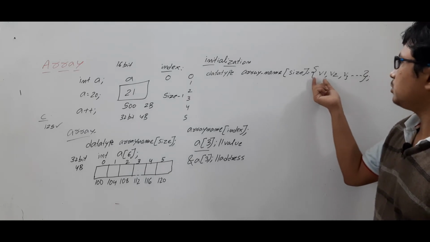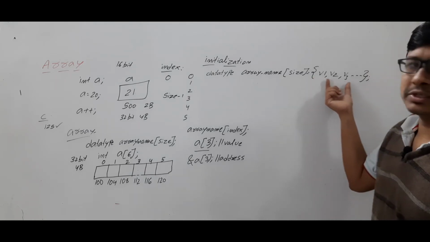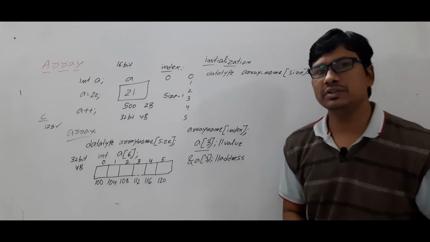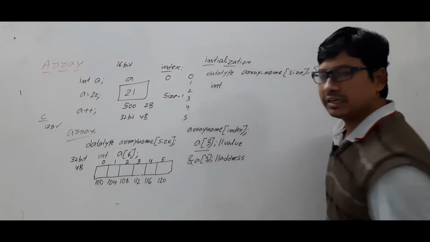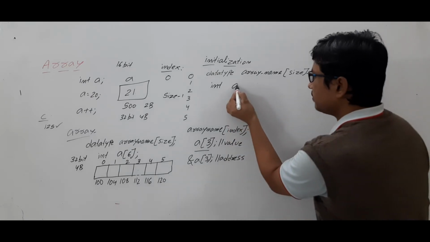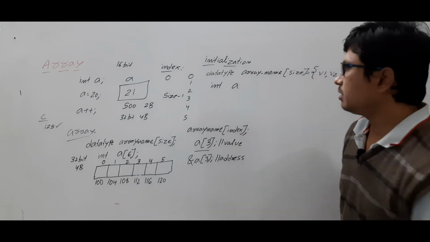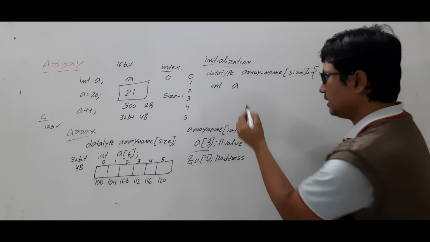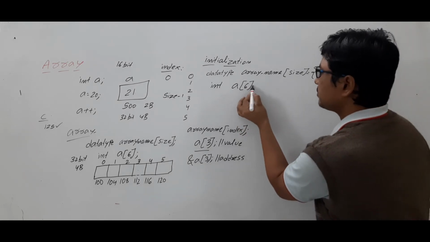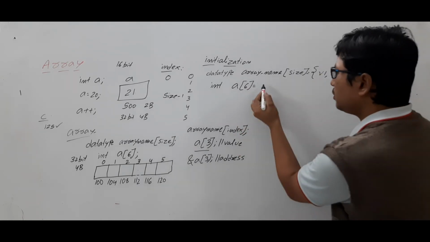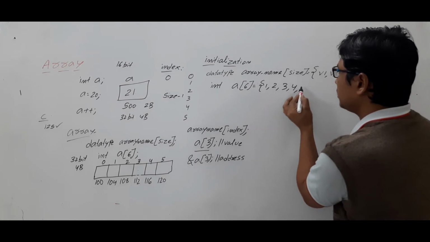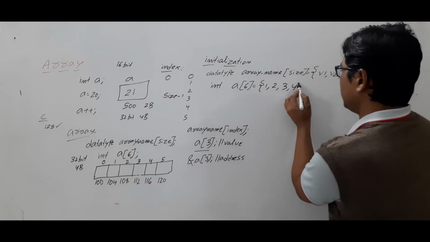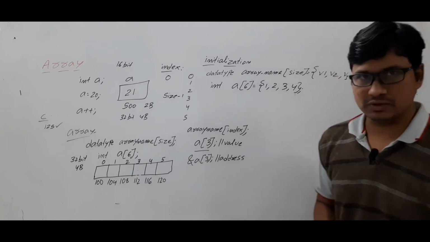And you have to open the curly braces and specify all these values. Let me give a simple example. The data type I am giving as int, and I am creating an array with a variable called a, and the size I am specifying as 6. Now I am writing the values as 1, 2, 3, 4. Okay, 4 values I have specified.